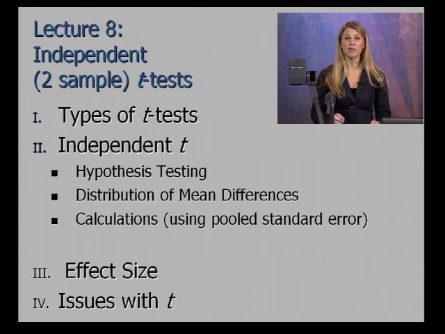And then we'll talk about effect size for the independent t. It's similar to the effect size that you're used to. We're just going to have to combine the information we have from the two groups. And then we'll talk about some controversies and issues that arise when you're running multiple t-tests, that sort of thing. All right, so let's move on.